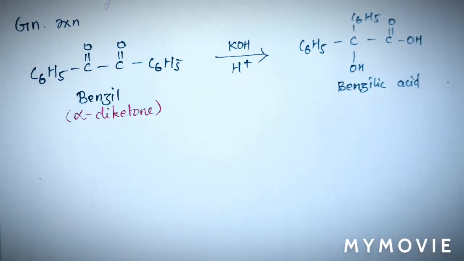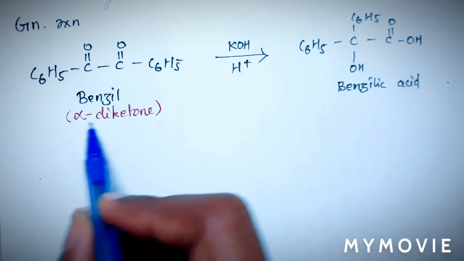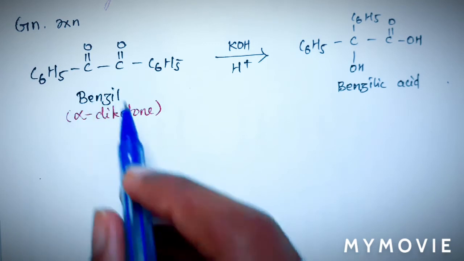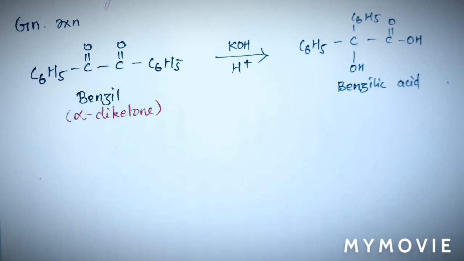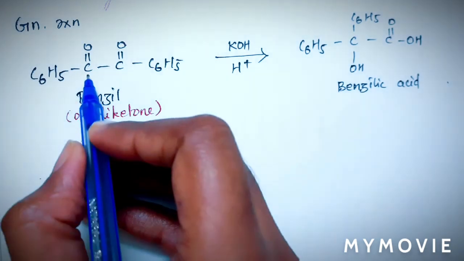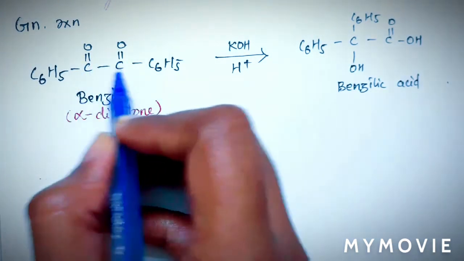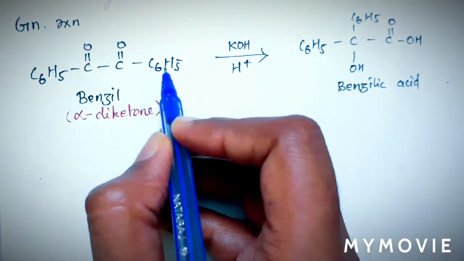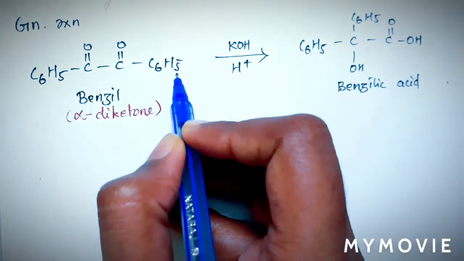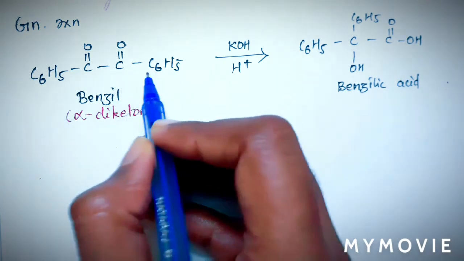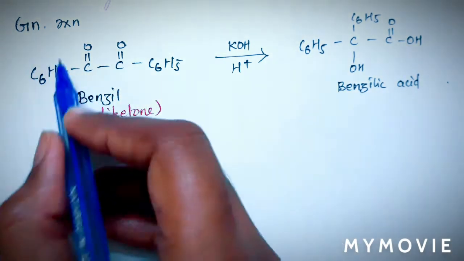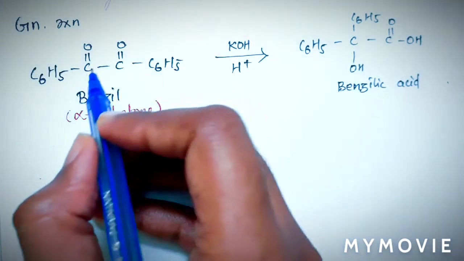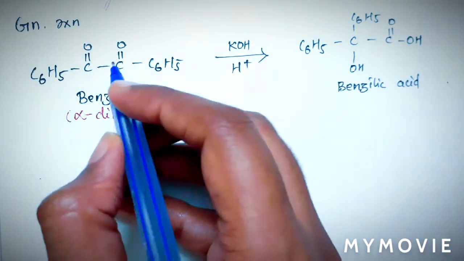Now I'll tell you how to remember what benzil is. Benzil is an alpha diketone. Alpha carbon atom is the carbon atom that is attached directly to a functional group. Here you have two carbon atoms, both of which are attached on either side to a functional group. Phenyl group, C6H5, is a phenyl group. So this carbon is attached to a phenyl group and this carbon is also attached to a phenyl group. Therefore, these two are considered as alpha carbon atoms.